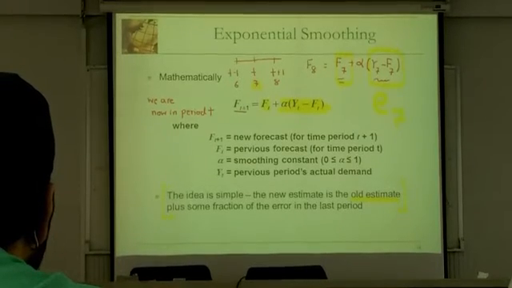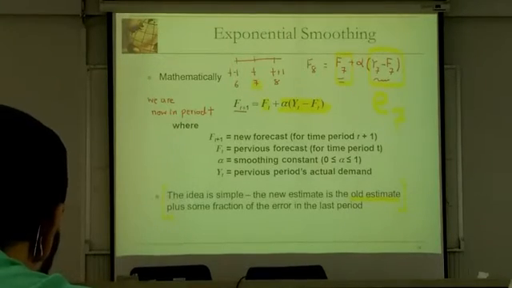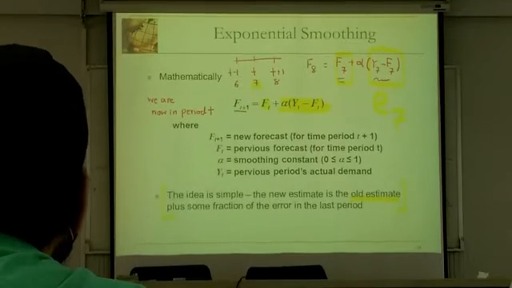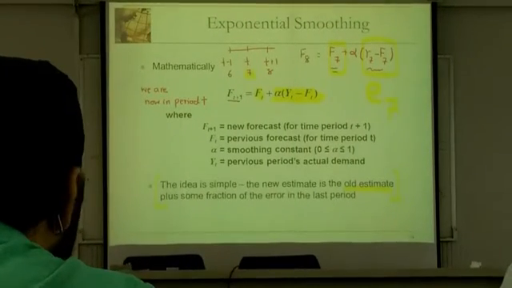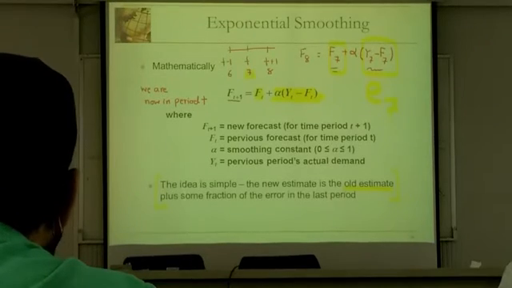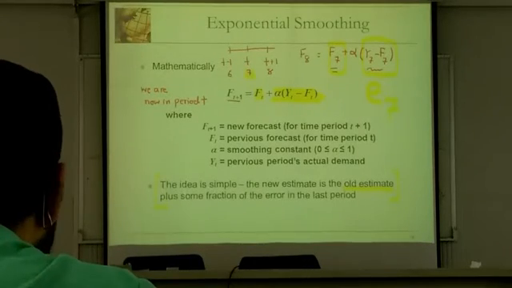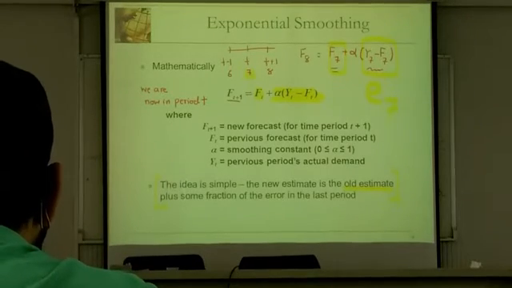So if you talk in English, this is what it means. Okay, the idea is simple. The new estimate, or the new forecast, is going to be equal to the old estimate, which is F7, right? Old estimate, plus some fraction of the error in the last period. Yeah, this is the error. Alright, this is E7. Right, this is E7. Okay. So it's going to be F7 plus alpha, a fraction of this, in the brackets, E7. So that's what it means.